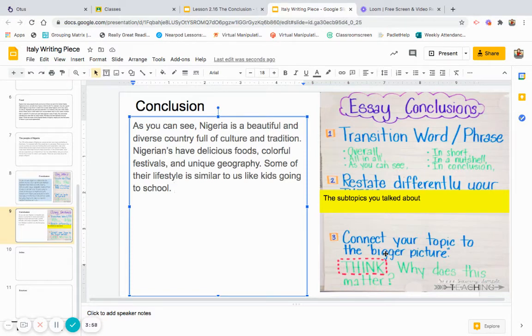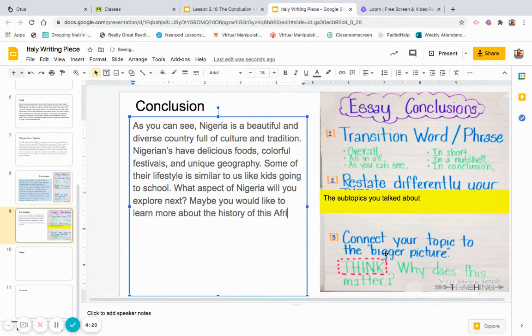So I'm going to ask a few questions here, and then I'm going to give some advice. What aspect of Nigeria will you explore next? Maybe you would like to learn more about the history of this African nation. Nation is another word for country. Get going. Nigeria is ready to share its cultural treasures with you.